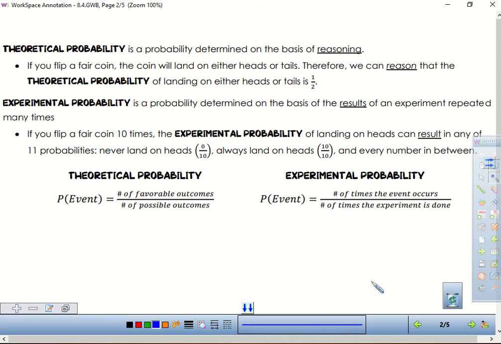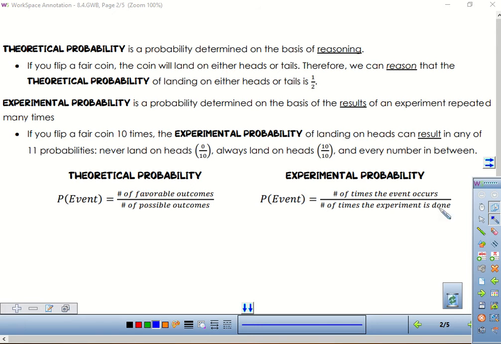If you flip a fair coin 10 times, the experimental probability of landing on heads can result in any of 11 probabilities. Never landing on heads, always landing on heads, or any number in between. So theoretical probability, which we've been calculating in all of the other lessons, is the number of favorable outcomes over the number of possible outcomes. And experimental is the number of times an event occurs over the number of times the experiment is done.